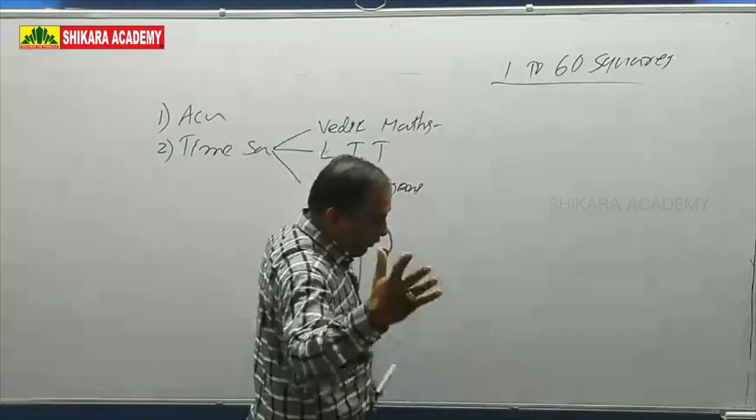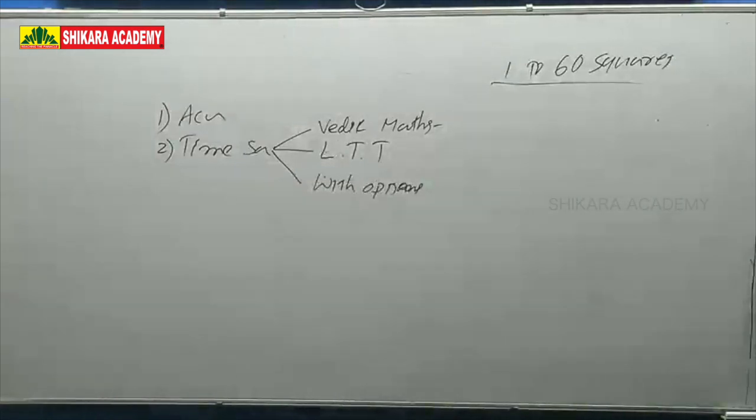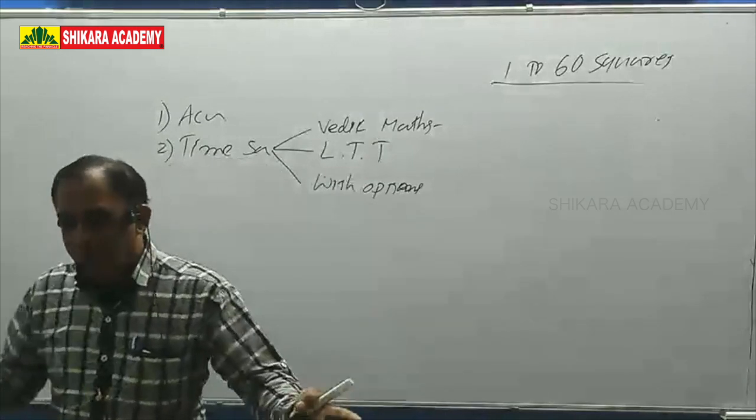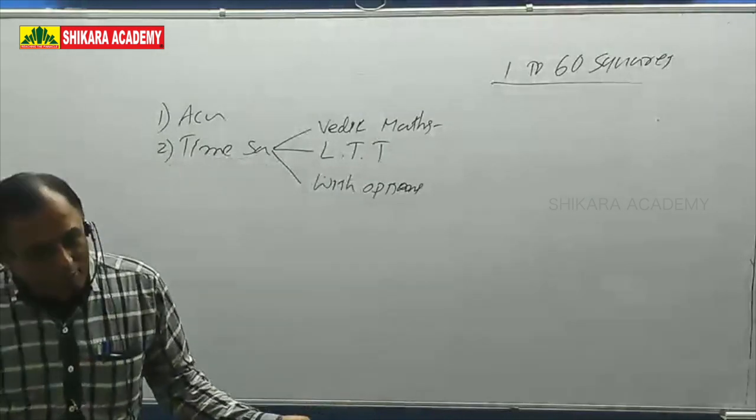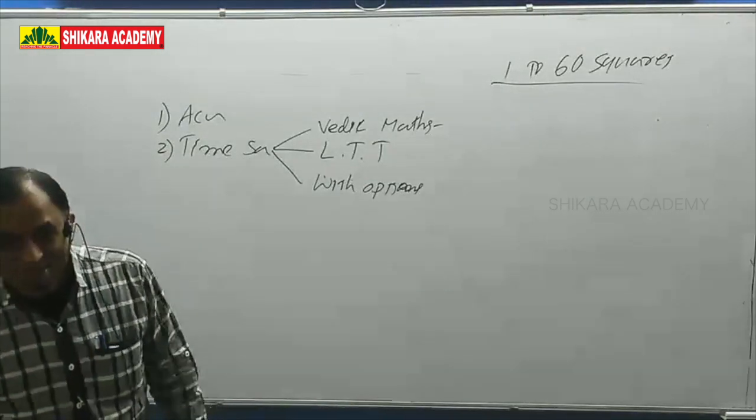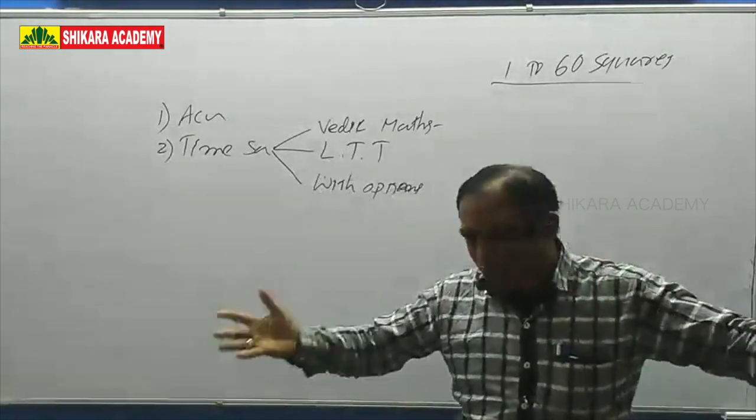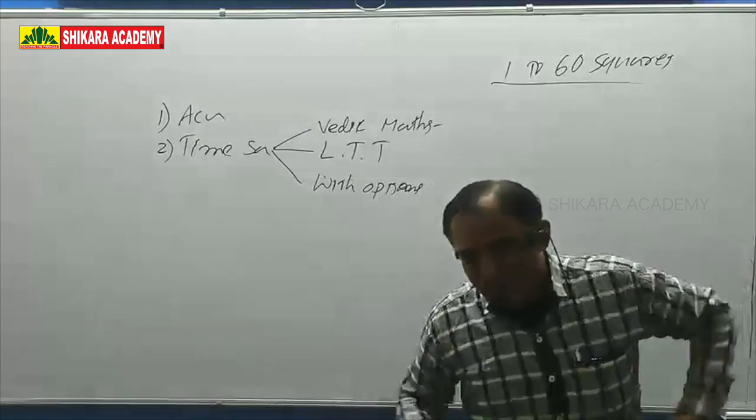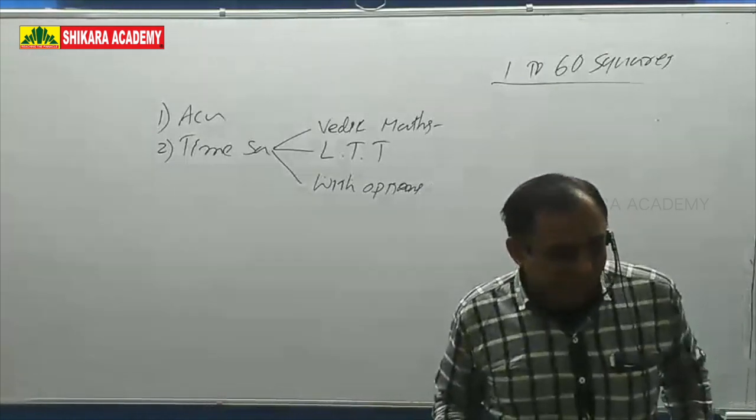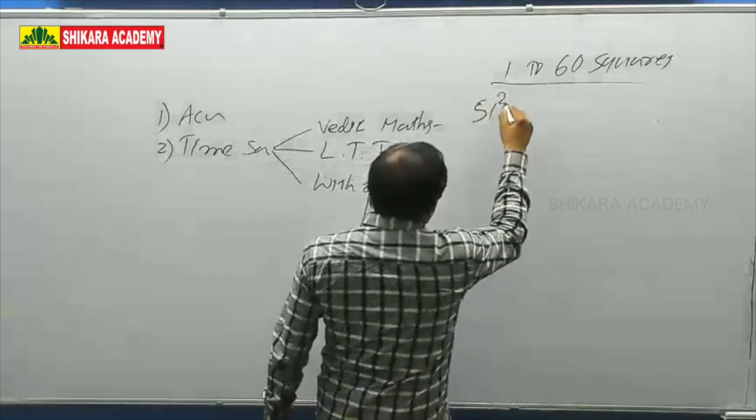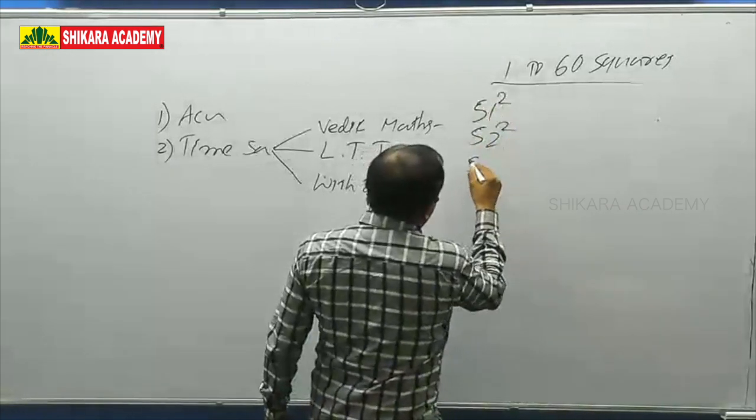Okay. What is the 50 square? 2500. Very good. 5 square is 25. After 25, write 2 zeros: 2500. What is the 60 square? Very good. So already you know 50 and 60. Already you know 2 numbers. Just 9 more numbers are there: 51 to 59 square.